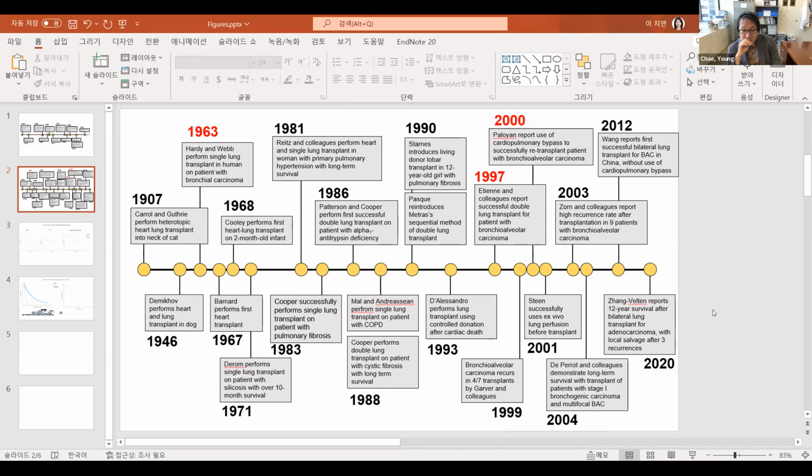Figure. Okay. And then let's see, after cardiopulmonary bypass comes ex vivo lung perfusion. I guess, is that important for our review? I don't think so. Yeah, we can remove it for our review.